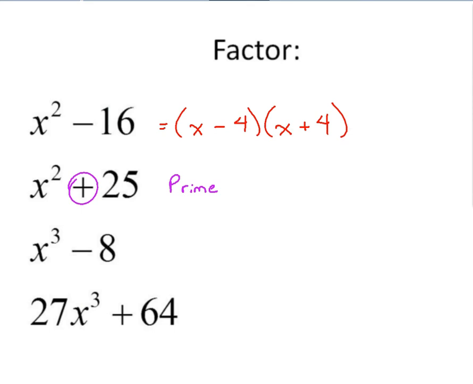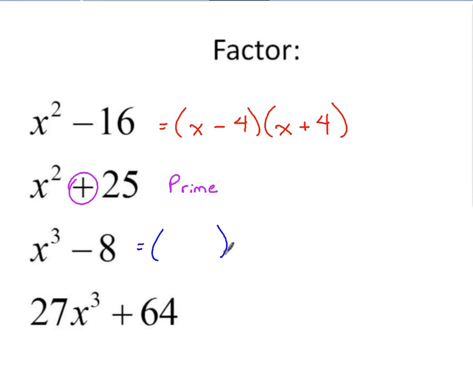Okay, next one. Got another difference here. As we look at this difference between the two terms, well, they're perfect cubes, right? We know that because if I take the cube root of x cubed, I get x. If I take the cube root of 8, I get 2. So with that understanding, to set up this factorization, you start with a binomial.